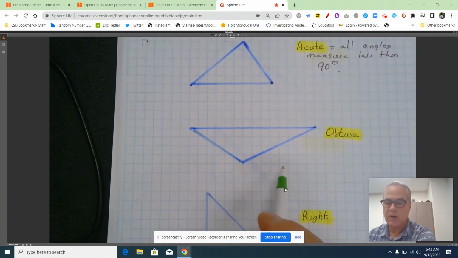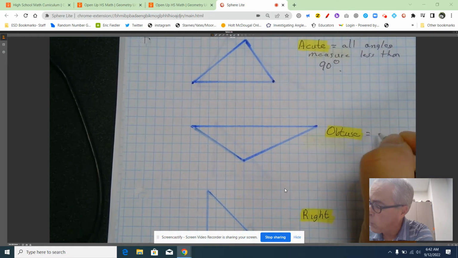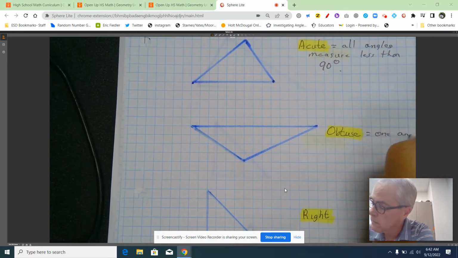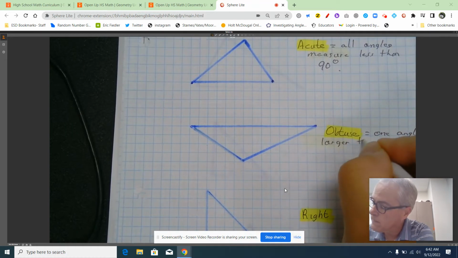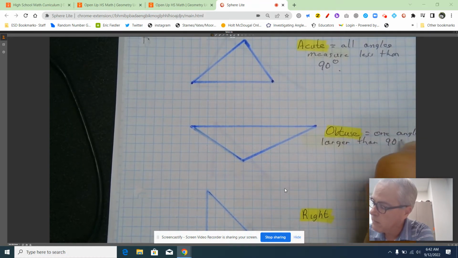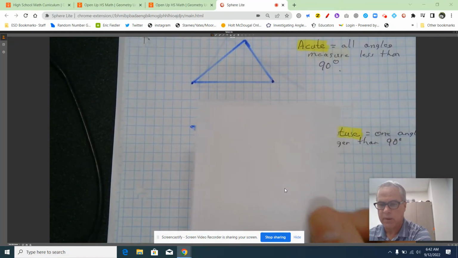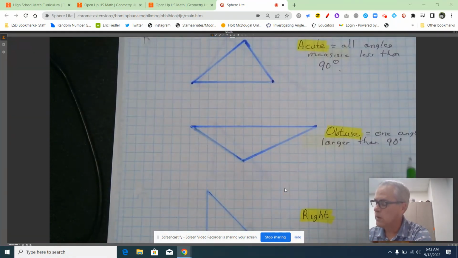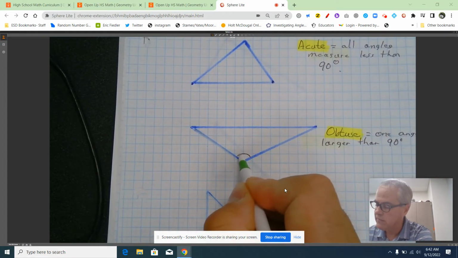Next one is an obtuse triangle. An obtuse triangle is a triangle that has one angle larger than 90 degrees. And remember, again, when you think about a right angle, you can think about just the corner of a piece of paper. So obtuse, one angle larger than 90. Take a look at that picture. The angle that looks larger than 90, which definitely is this one right here.